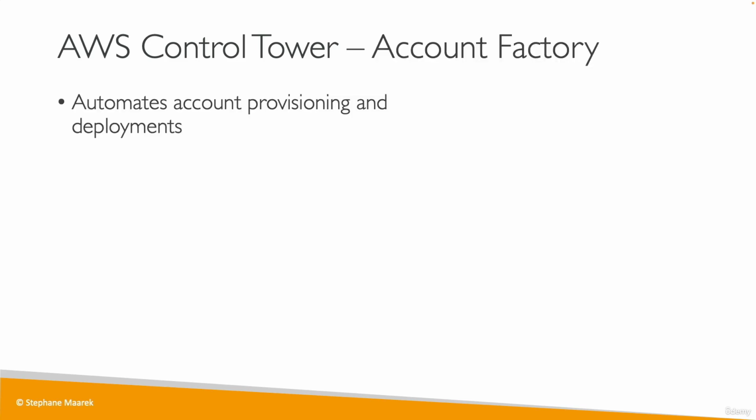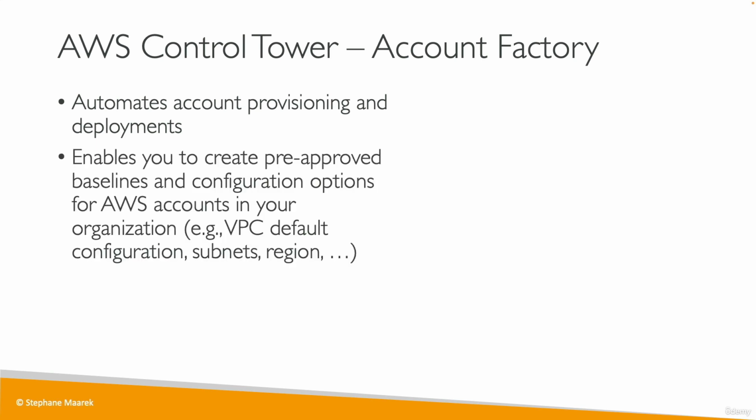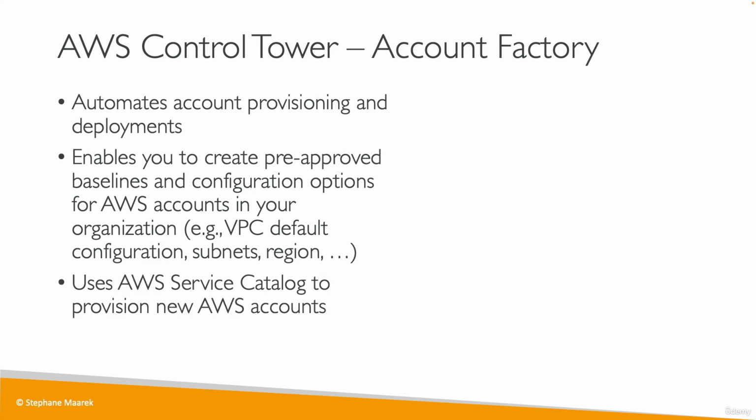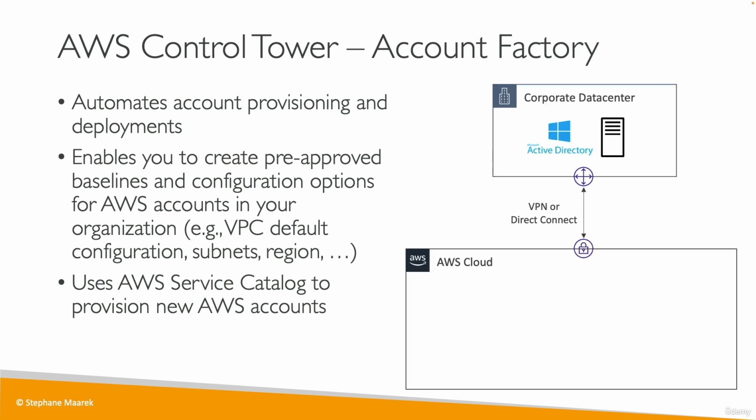Out of it, there is the Account Factory, and this is to automate account provisioning and deployments, and it allows you to create pre-approved baseline and configuration options for all the accounts in your organization, such as, for example, configuring the default VPC, configuring the subnets, the regions, and so on. And to do so, it's going to use the underlying service called the AWS Service Catalog to provision these new accounts.